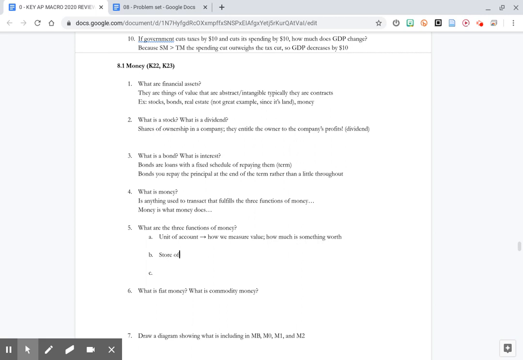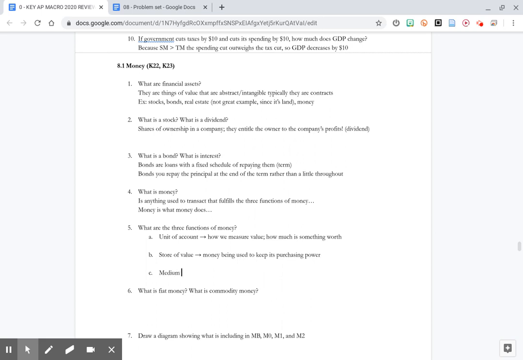We can also use money as a store of value, and that would be money being used to keep its purchasing power. So it's saying like, I have $4,000 in my checking account, or I have $40,000 in my retirement account. You're keeping money in those things in order to store its value for later use.